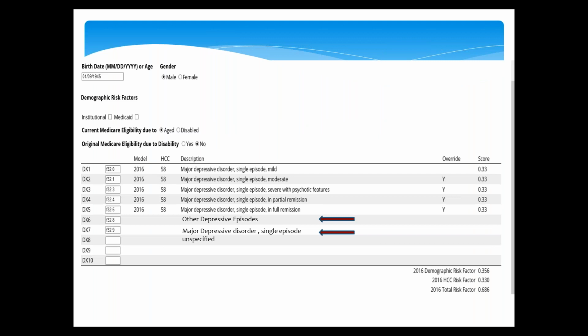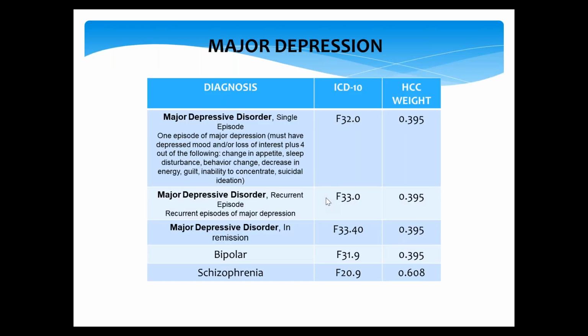And just to show you this, again, we took this patient, we put in all of these different risk codes. Major depressive, single episode mild, single episode moderate, severe with psychotic features, partial remission, full remission. All of them would actually risk adjust, but of course you're only going to get credit for one. However, if you put in the F32.8 or F32.9, the other depressive episodes or major depressive disorder, single episode unspecified, you're getting 0. So you just threw out 0.33 by putting unspecified, by not putting in that last feature, mild, moderate, or severe, or in partial remission or full remission.